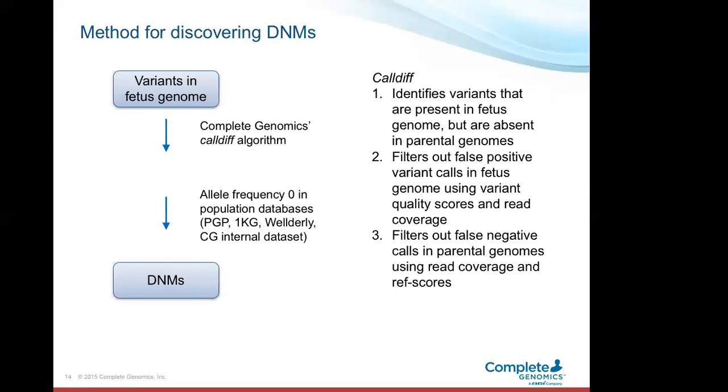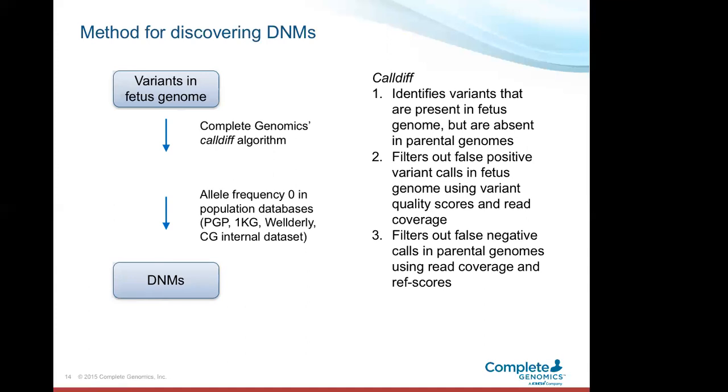In order to discover de novo mutations, the variants called in the fetus genome are first compared against the parental genomes using the Complete Genomics CODIF algorithm. This algorithm identifies variants that are present only in the fetus genome, but are not in the parental genomes. To filter out false positive variant calls in the fetus genome, it also uses variant quality scores and read coverage information in the fetal genome.